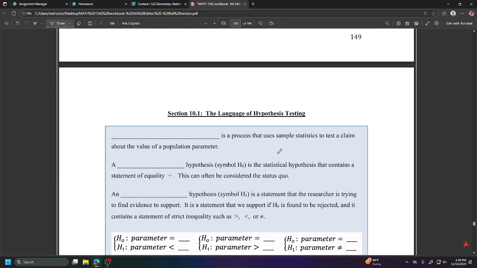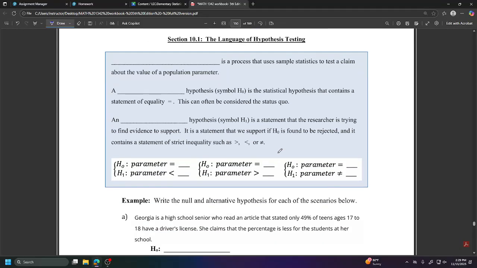5, 4, 3, 2, 1. Here we go. Hypothesis testing. So, hypothesis testing. I got some stuff to fill in the blanks, and then I'm going to start talking about it, okay? Hypothesis test is a process that does all this. Null, and then alternative. My handwriting's not perfect, but there you go. Hypothesis test, null, and alternative.